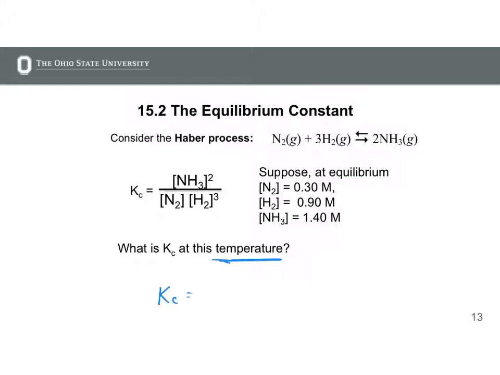So we'll have K sub C is equal to our ammonia concentration squared. So it's 1.4 squared, divided by nitrogen concentration, 0.30, and our hydrogen concentration, 0.90 cubed. Okay. When you multiply and divide and square and cube and all that stuff, you do your algebra, you should end up with a K sub C value of 8.96. Okay.